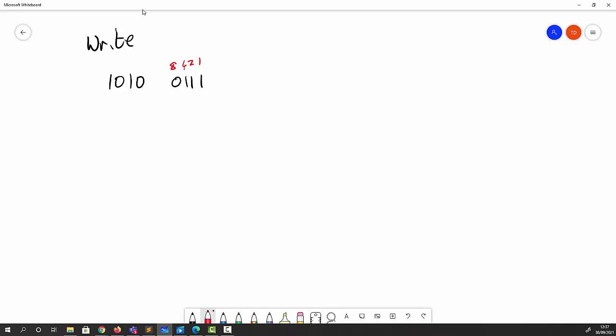Question 6 is write 1 0 1 0 0 1 1 1 in hexadecimal. So I'm just reminding you that these go 1 2 4 8. These are decimal numbers at the top here. These are called nibbles. The whole thing is called a byte, and these 4 are called the upper nibble. These ones are called the lower nibble, because a nibble is half a byte, obviously.